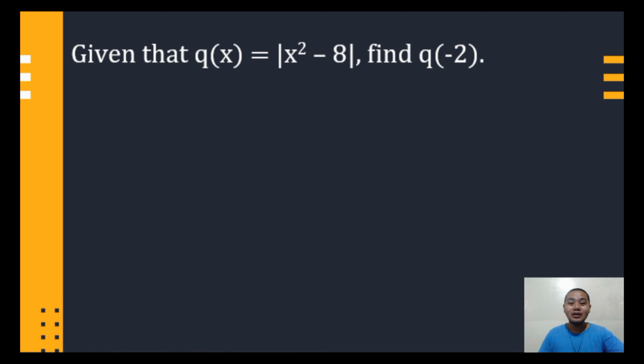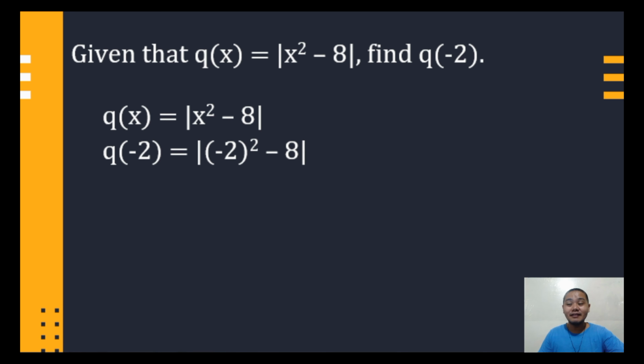Next example tayo. Given that q of x is equal to the absolute value of x squared minus 8, find q of negative 2. Same process lang. So, ang gagawin lang natin dito is papalitan lang natin yung x ng negative 2. So in our case, we have q of x is equal to the absolute value of x squared minus 8. So palitan yung x ng negative 2. So we will have q of negative 2 is equal to the absolute value of negative 2 squared minus 8.